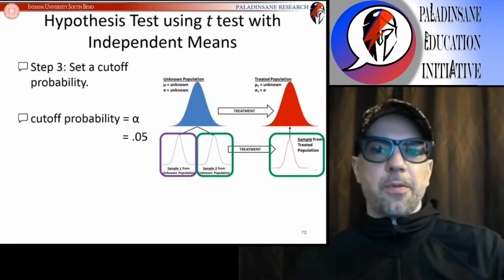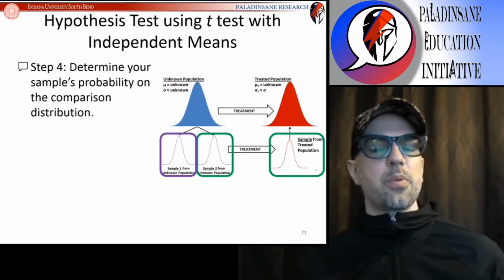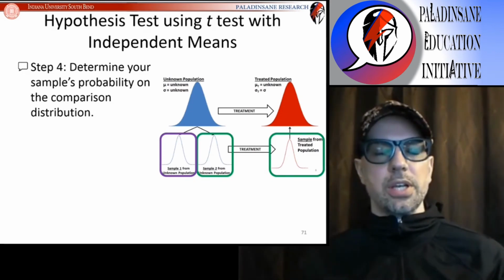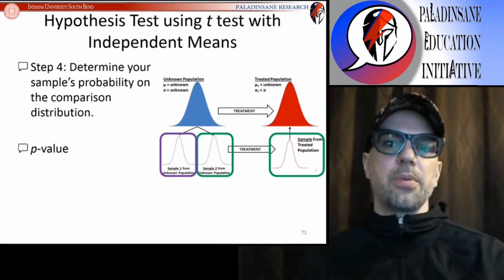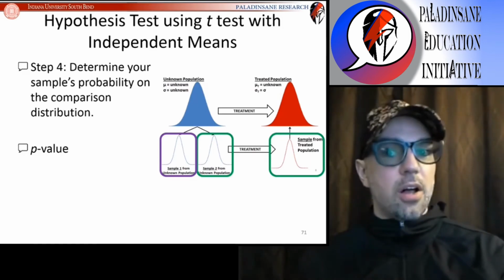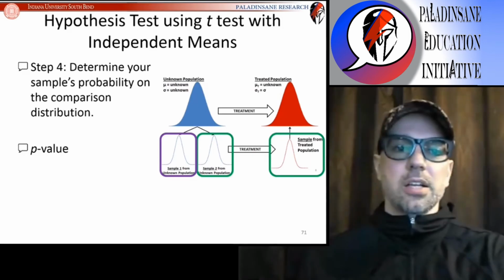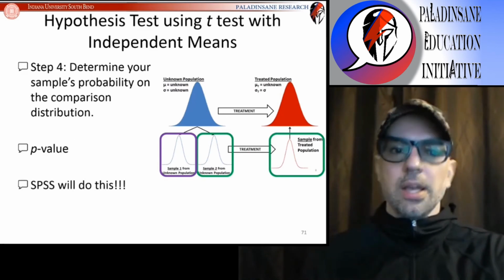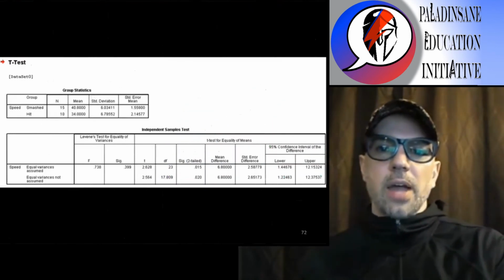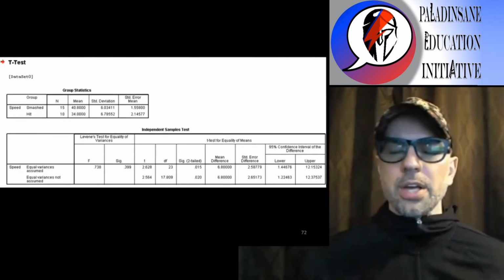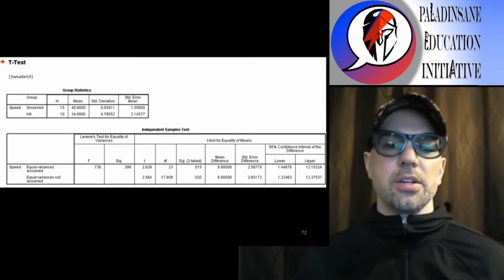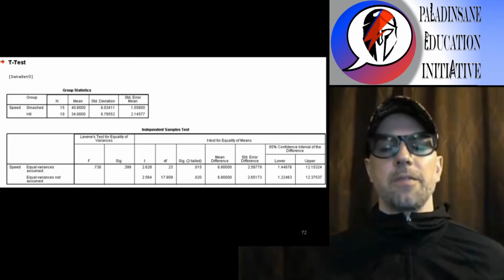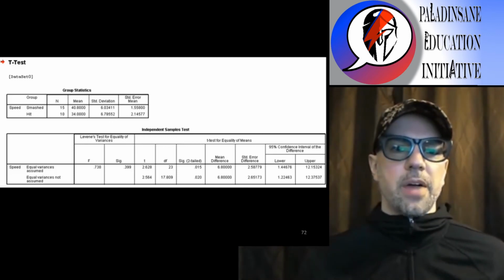All right, step 4, determine your sample's probability on the comparison distribution. So we need to find that p-value. We need to find our sample's probability if the null hypothesis is true. And luckily for us, SPSS will do this. So I mentioned that you'll also have to find your cutoff score, your sample t statistic for your homework. So I'm going to show you where to find that now.